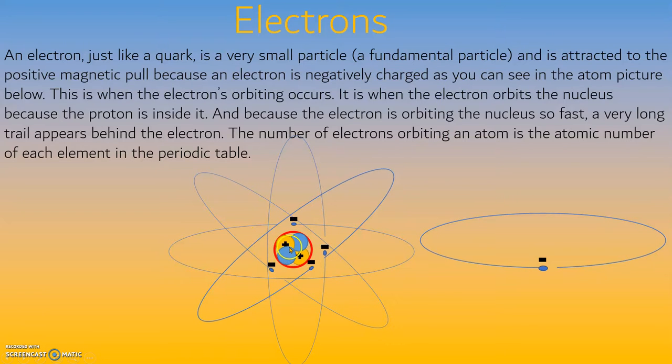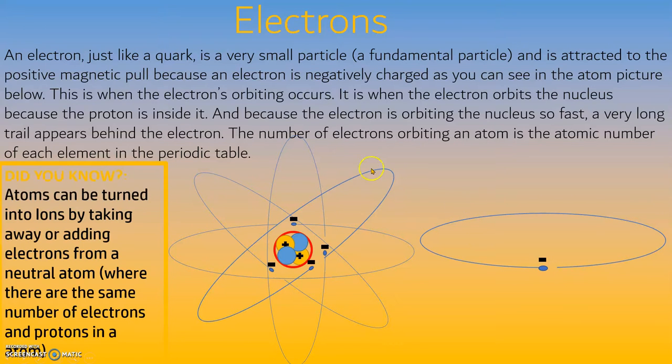And the electrons, as we said in the beginning, are attracted to the magnetic pull from the protons. So that orbiting occurs. They orbit around the nucleus because these protons are inside the nucleus. And the number of electrons there are is the atomic number of each element in the periodic table. It says here. And because this electron is orbiting this nucleus so fast, its trail becomes very long, and the electron itself almost touches its trail. That's how fast it's moving around.